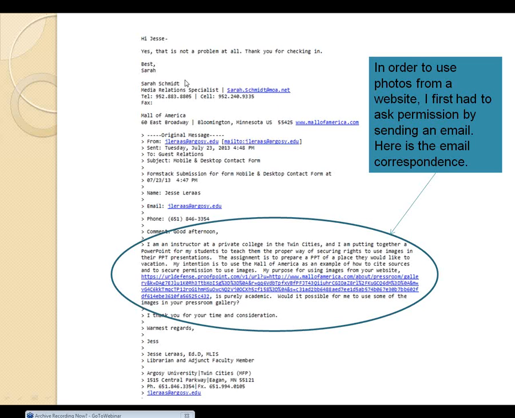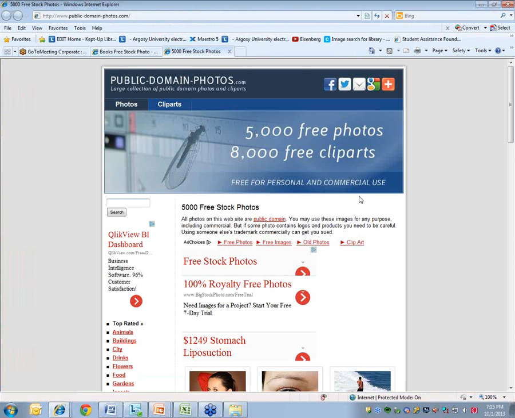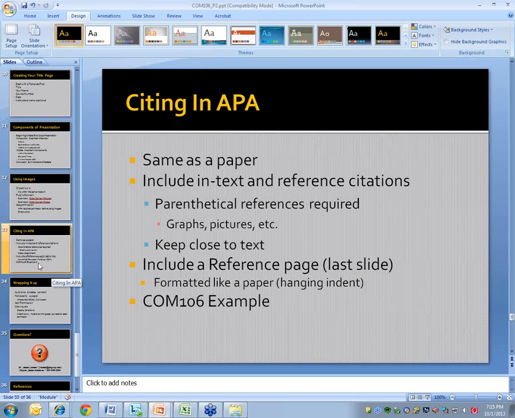from Sarah Schmidt. I don't have the date on there, but I sent mine out on the 24th, or the 23rd, and I think I got a response back on the 25th. So it did take a day or two before I heard from the person. But this is the proper way to go out and secure permission to use someone else's work. That's what you should do according to APA, make sure that you're asking permission before you start taking information off of the internet.